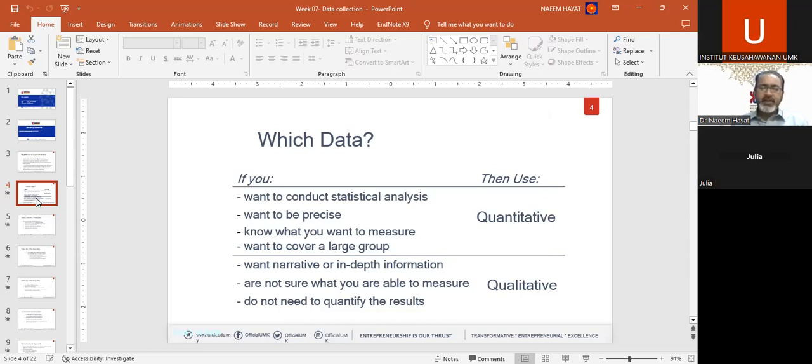With quantitative data, beforehand at the start, we have a clear understanding of what we are going to measure. Statistical analysis is the objective, precision is the objective at hand, and we are going to have the data from a large group of the community or sample. In qualitative, we are more interested in narrative or going in depth. We do not have a clear understanding of what to measure. We are more in an exploratory, getting-an-understanding stage, and we are not willing to quantify. So these are some of the differences that we look at in deciding what kind of data we will be collecting.